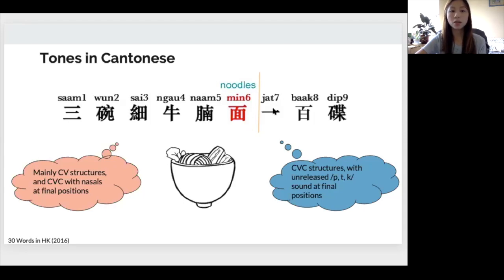Now let me show you how these 9 tones sound like. Sam mun sai ngao lam min yat ba di. What this sentence is saying is 3 bowls of small beef brisket noodles, 100 plate.